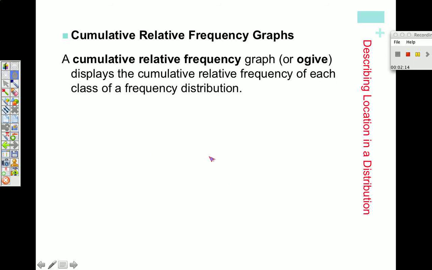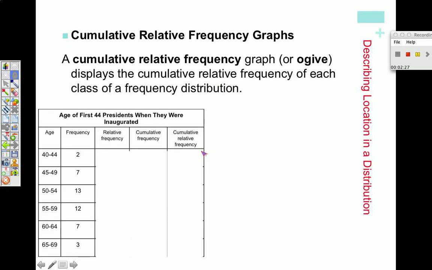A cumulative relative frequency graph is called an ogive. It displays the cumulative relative frequency of each class. So here we have the age when the first 44 presidents were inaugurated. So there were 2 presidents that were between 40 and 44, 7 between 45 and 49, 13 between 50 and 54, and so on. The relative frequency, that's going to be a percent, remember.